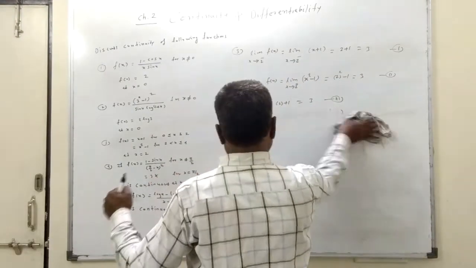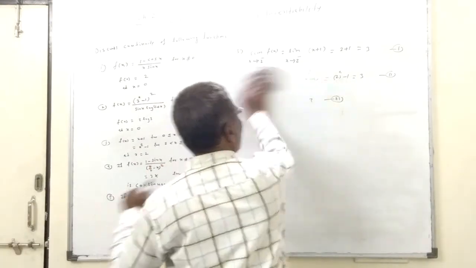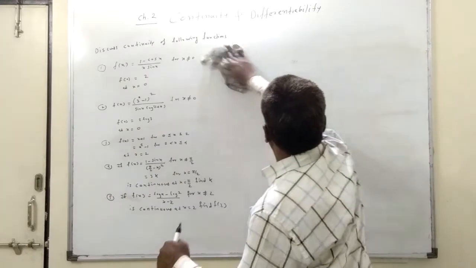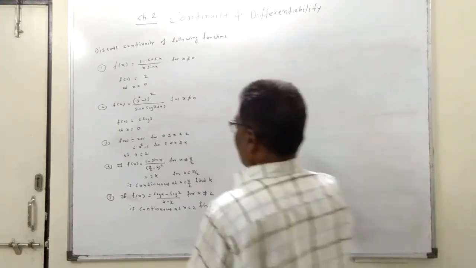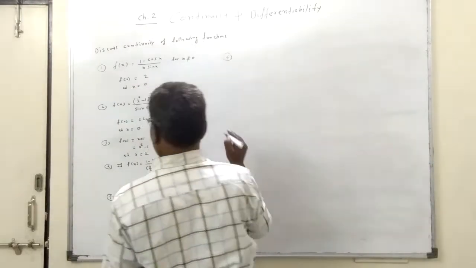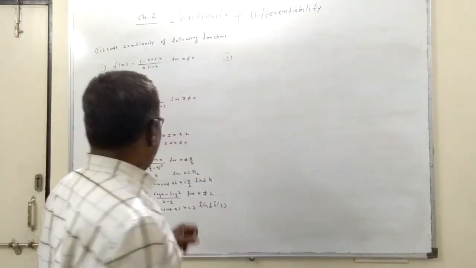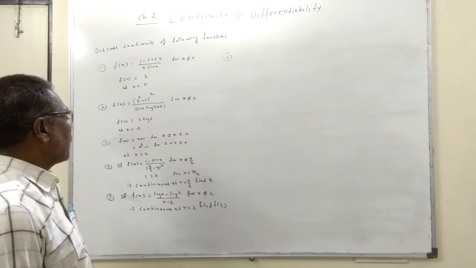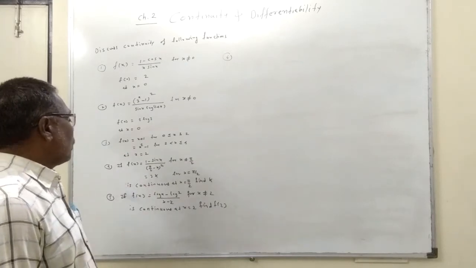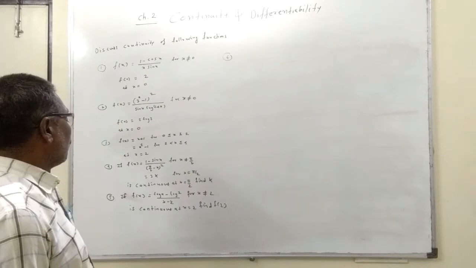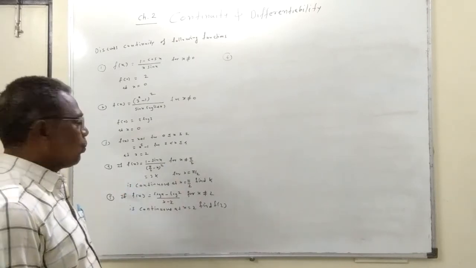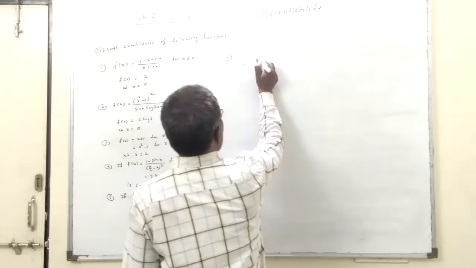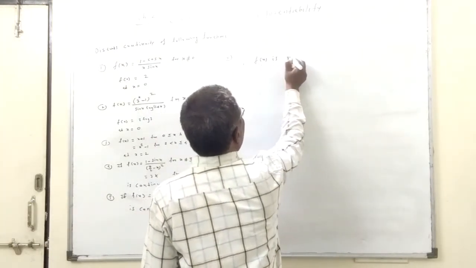Now fourth example, the given function is continuous and you want to find some unknown values. So that type of example. So fourth example. Now f of x is defined like this: (1 minus sin x) upon (pi by 2 minus x) whole square for x not equal to pi by 2, that is equal to 3k for x equal to pi by 2. Function is continuous at x is equal to pi by 2. Find k.